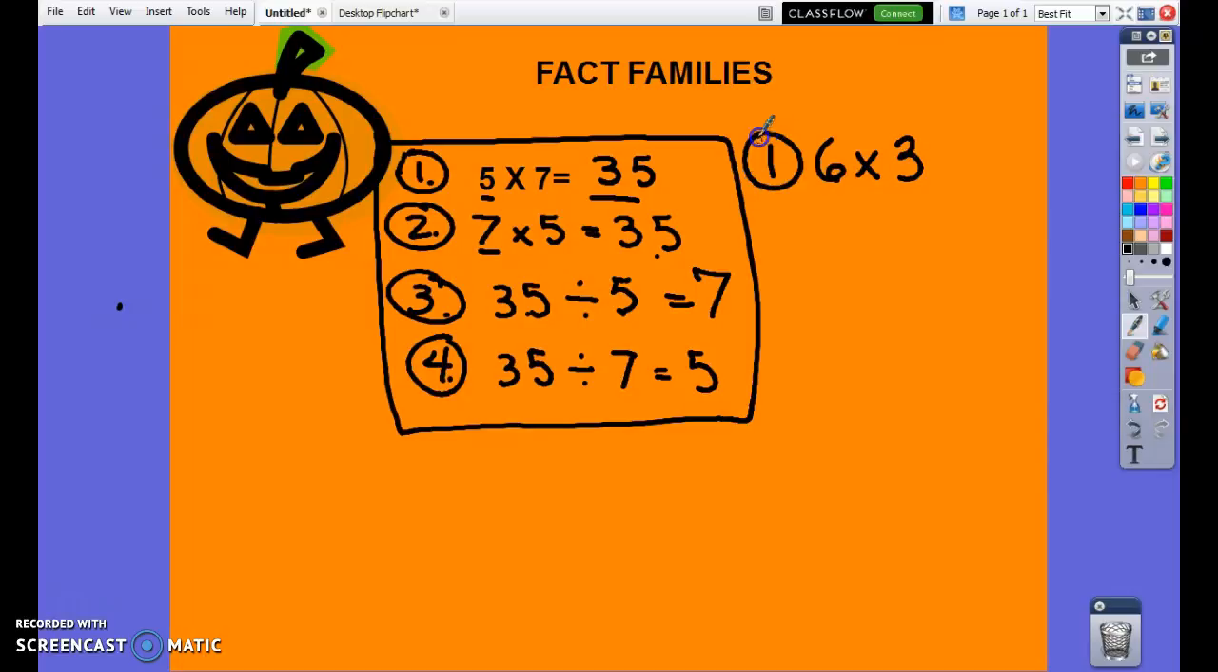So for homework tonight, I'm going to give you the problem 6 times 3. That's your first fact, your equation, equals. You're going to first solve to get the answer. Then I want the other multiplication sentence and the inverse, the two division equations. And bring this paper back to me tomorrow. Good luck.